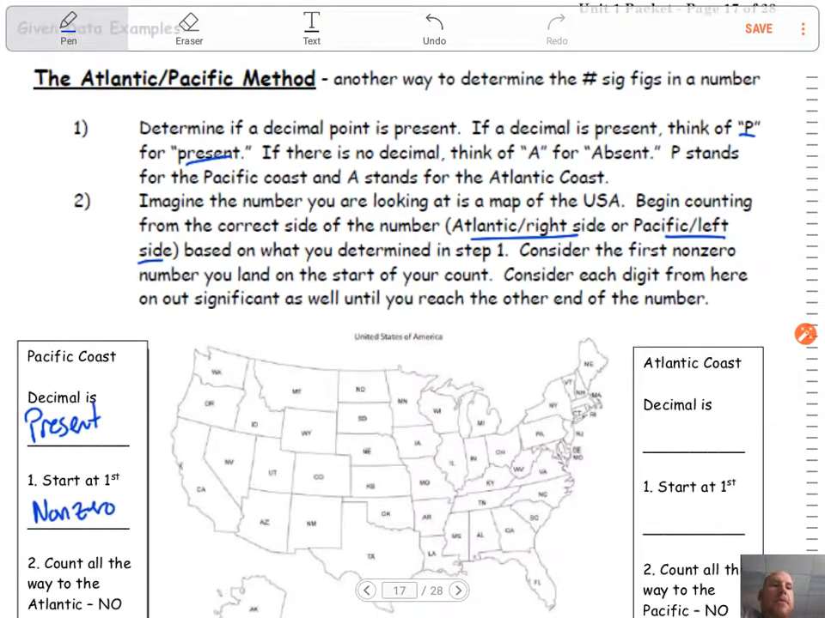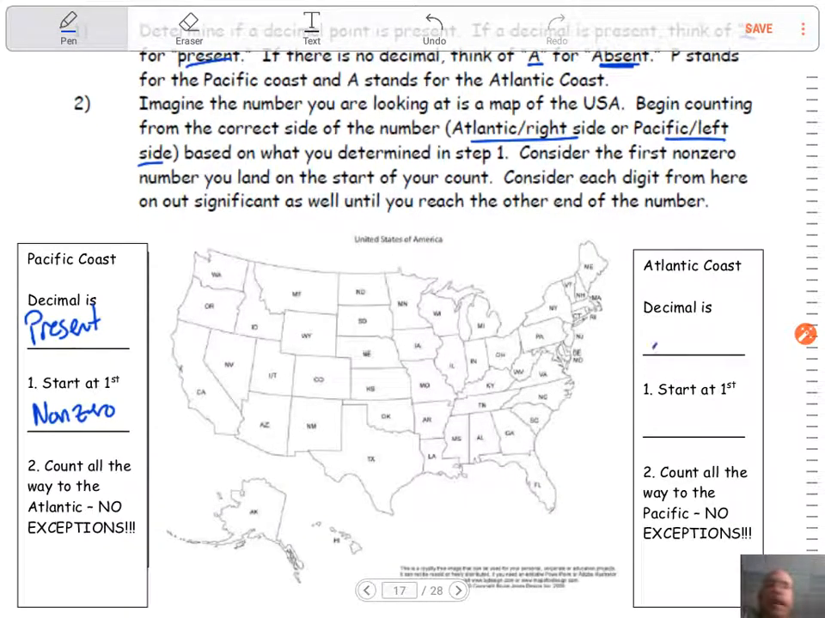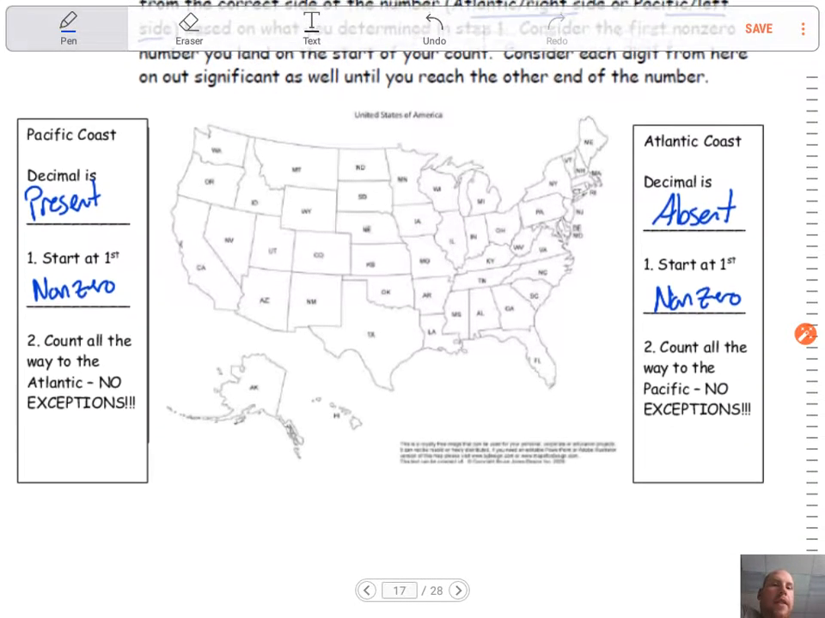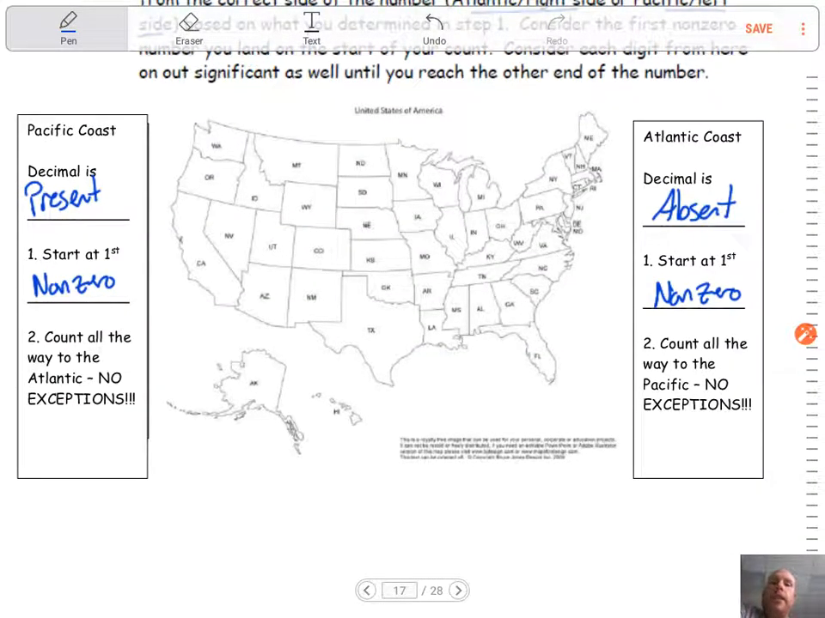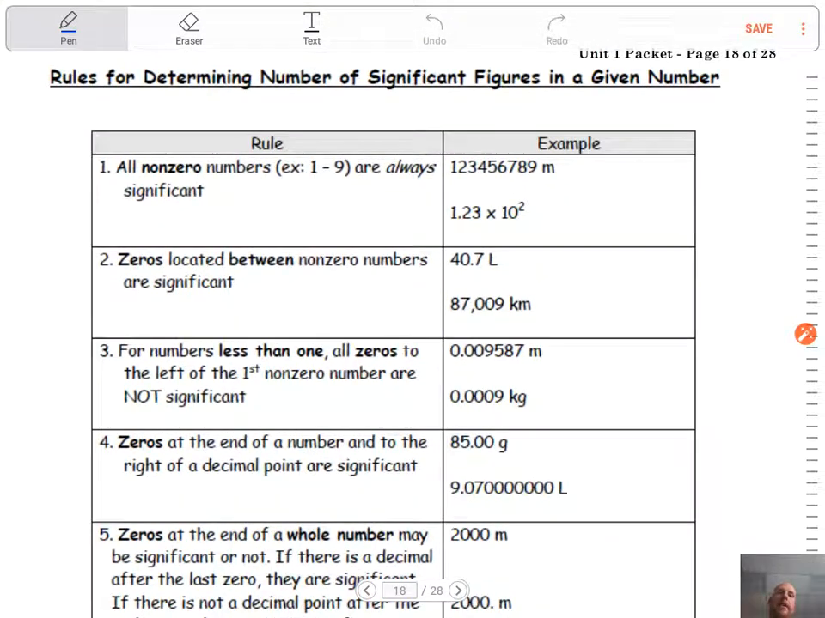If your decimal is absent, hence A for absent, you start your counting on the right side. Again, you start at the first non-zero, and you count all the way to the Pacific. Now, this probably means absolutely nothing to you guys right now. This is just a visual to show you what we're about to do. So let's jump in and do some practice here together. There's also some rules here that we can keep track of. You don't have to memorize these. The more practice you do, the easier this is going to get.